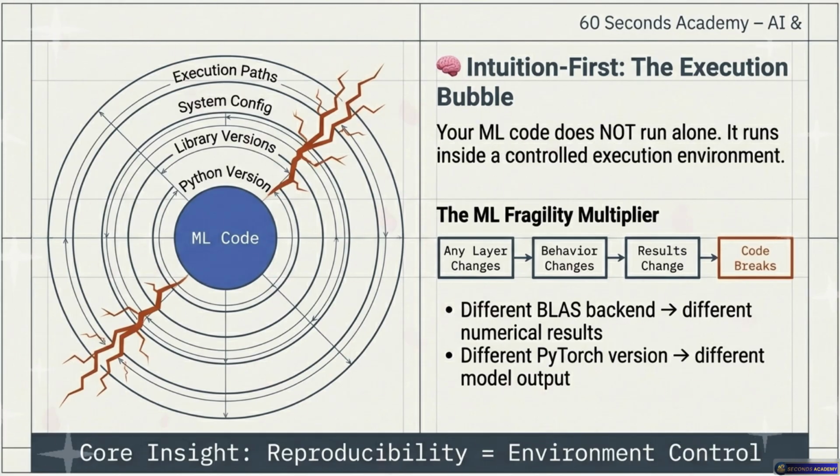It deflates, yeah. The recipe alone is useless. You literally have to control the entire kitchen. Controlling the kitchen is the perfect way to visualize it. In professional machine learning engineering, reproducibility equals environment control. If you cannot perfectly recreate the environment, you simply cannot trust the results of your model. Wow, that's a powerful rule.